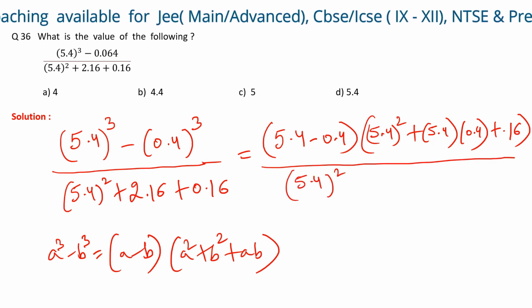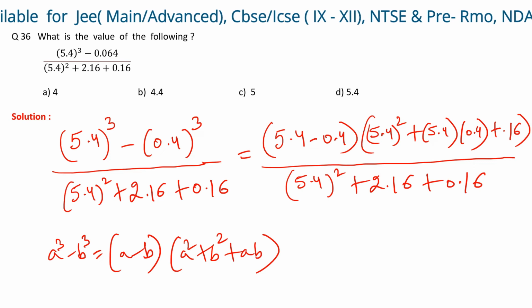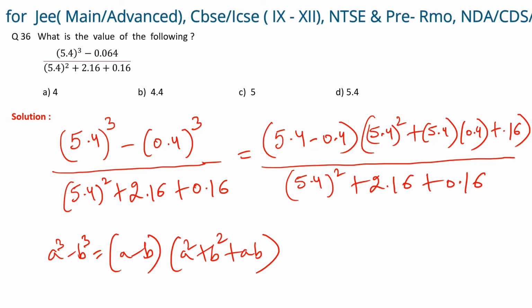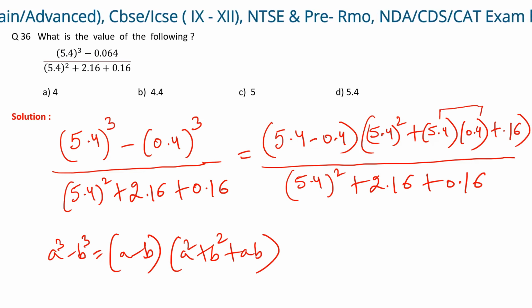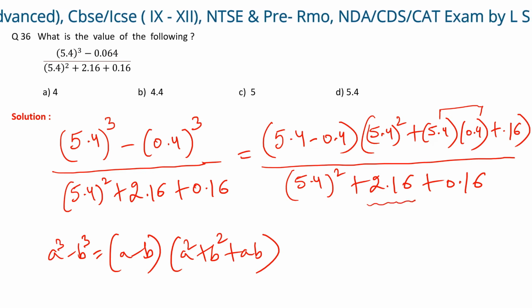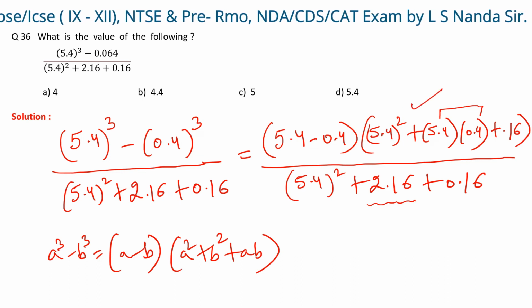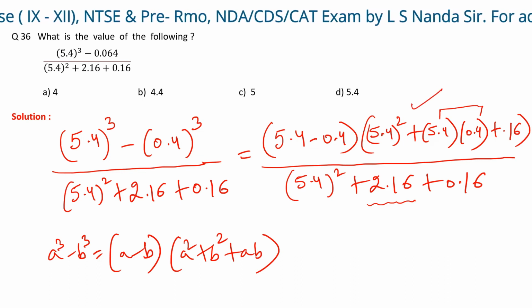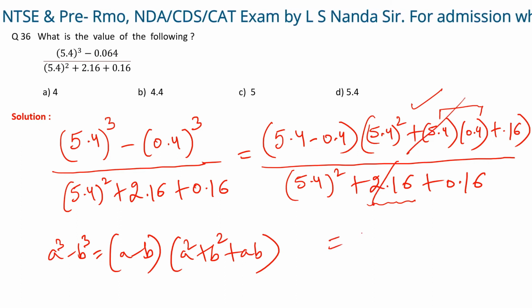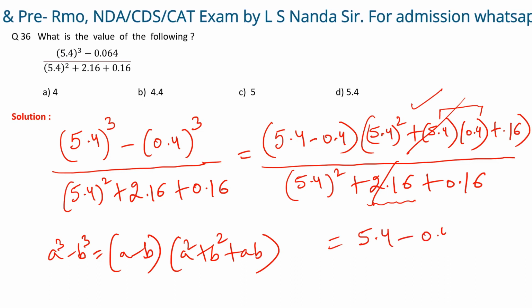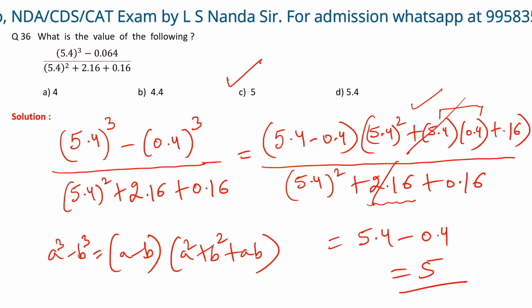And students, you can clearly see in the denominator we are having (5.4)² plus 2.16 plus 0.16. Now when you multiply 5.4 into 0.4, you will be getting 2.16 only. And you can see that the second term in the bracket is just the same as the denominator. So both of these will cancel with each other to give us just 5.4 minus 0.4. So the final answer is just 5. Hence C option is the correct one.